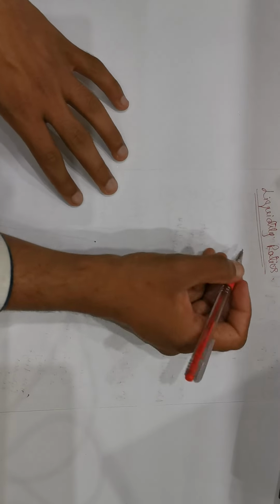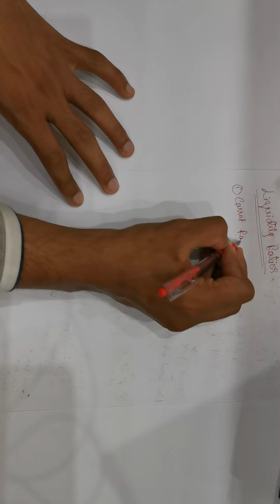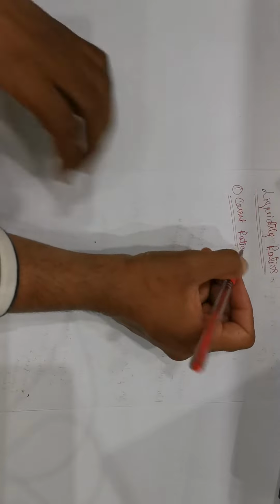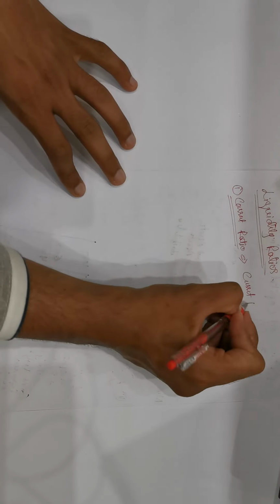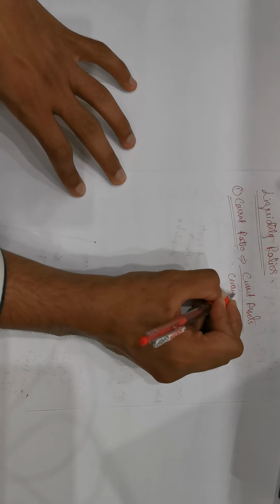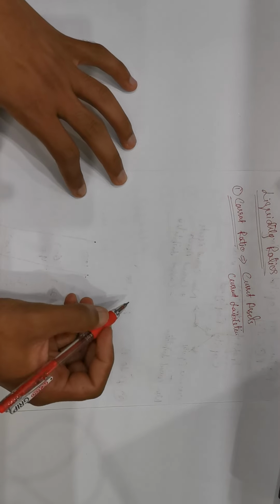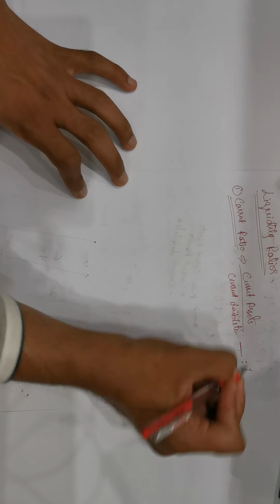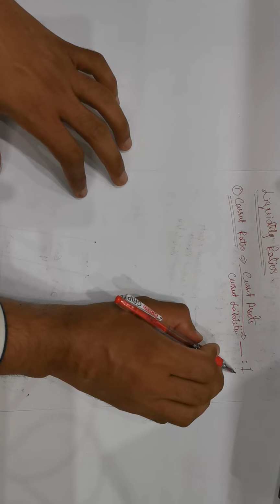The first ratio which I'll be teaching you is current ratio. The formula for current ratio is current assets over current liabilities, and the answer to it is always written in ratio 1. Remember, if you are not going to write the answer in ratio 1, you won't get any marks.